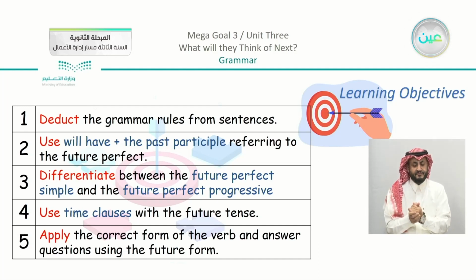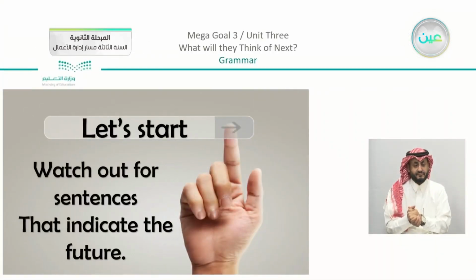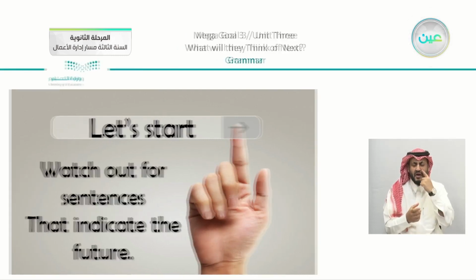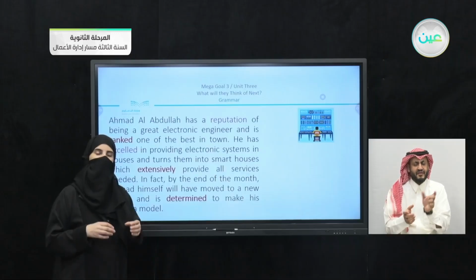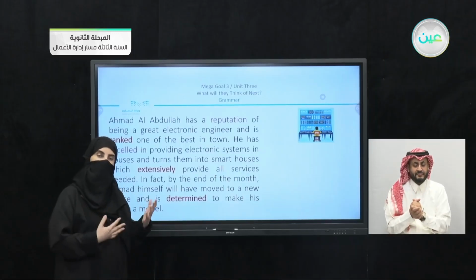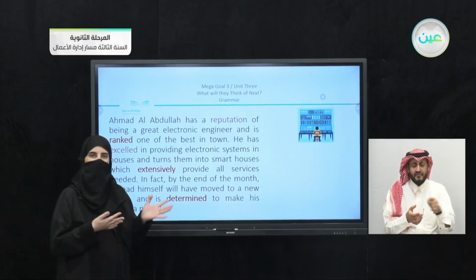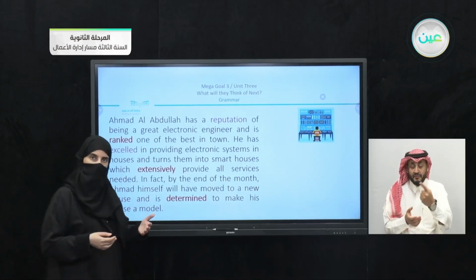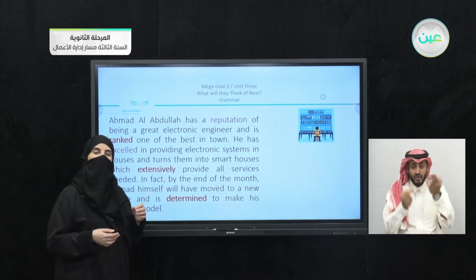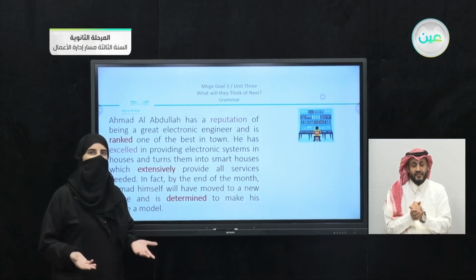Now, let's start our lesson. We're going to start with the first thing. Watch out for sentences that indicate the future. I have applied here a short story. You are going to just read with me, and then we're going to check the future tense in these sentences. Here, the red colors are also words that we have studied, or the colored words in general. But you are going to underline with me the future tense that is used.